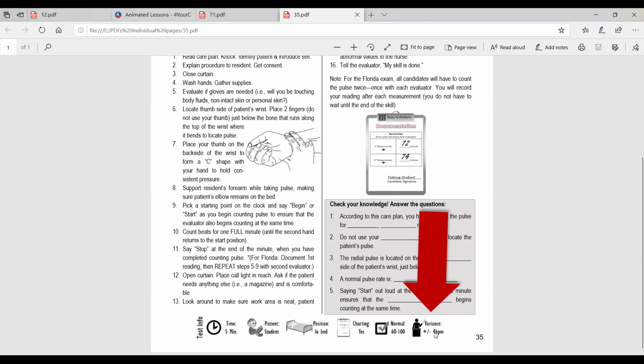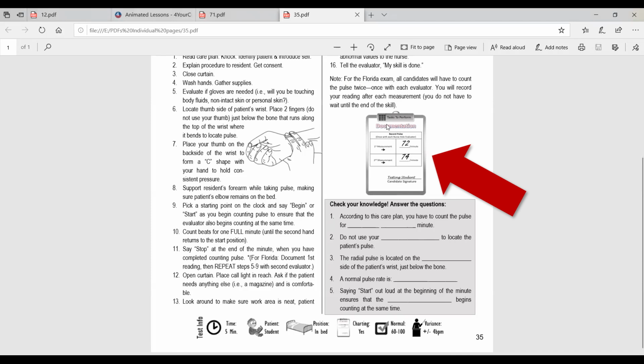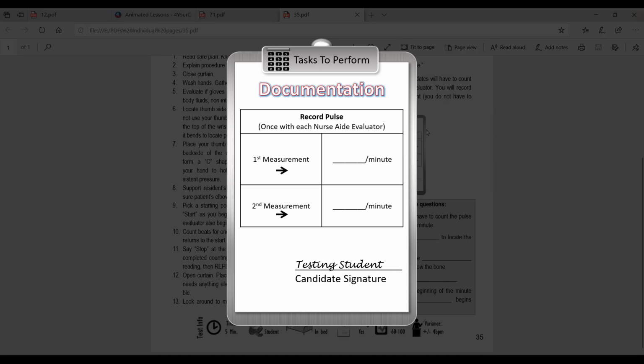and still be considered accurate. Now up here, I want to point this out to you, right here is the documentation sheet. And this is what it would look like for the state exam. So you're going to have a documentation sheet. And if you notice, there's actually 2 places here for documentation. I'm going to stop sharing the screen real quick and come back to me.